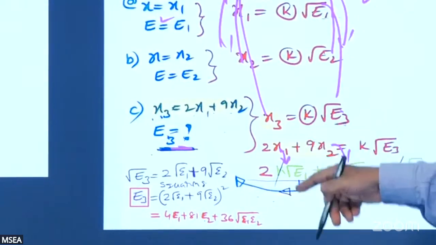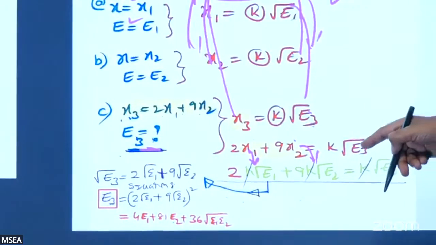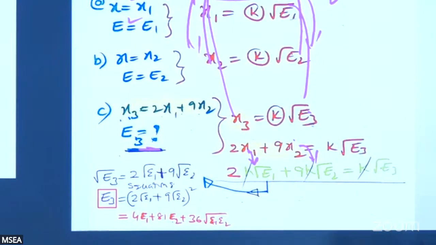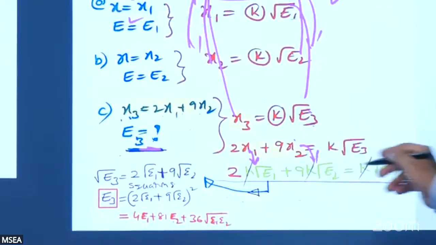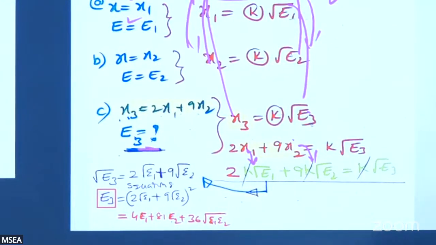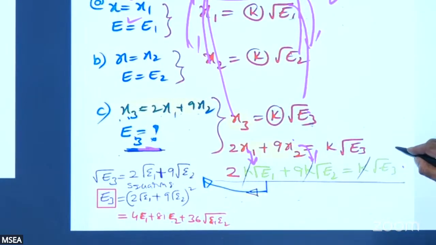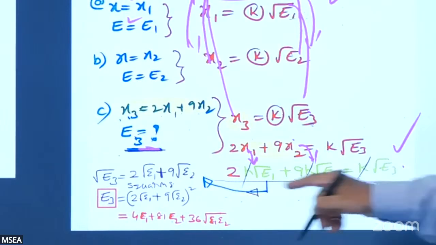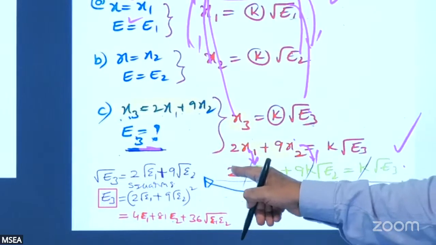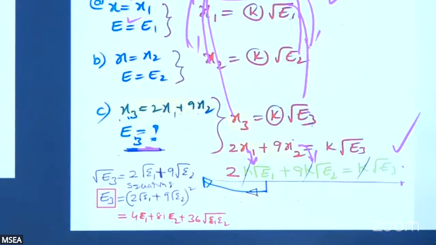Then, in place of x1 we write k root e1, in place of x2 we write k root e2, and this is k root e3. You can see that k is common on both sides, so the k term gets cancelled. What do you get? You get root e3 is equal to 2 root e1 plus 9 root e2. There is a chance like this.